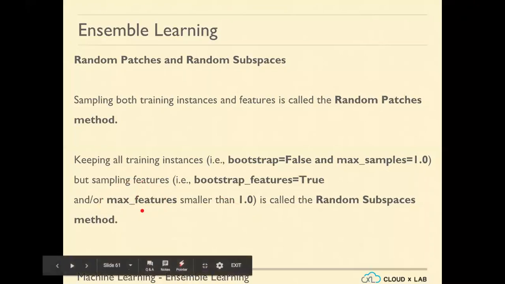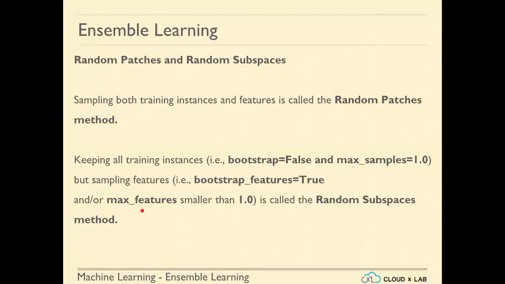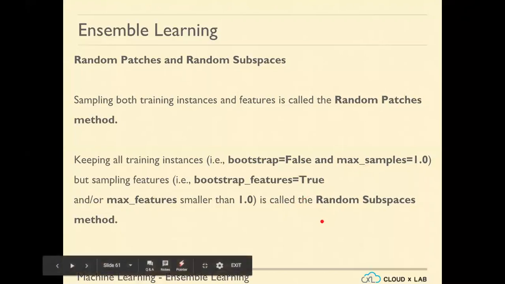The max features variable has a dual nature. If it is a decimal value, that means it has to be between 0 and 1, and we can control the ratio using max features. It is the same case with max samples, and this is called random subspaces.